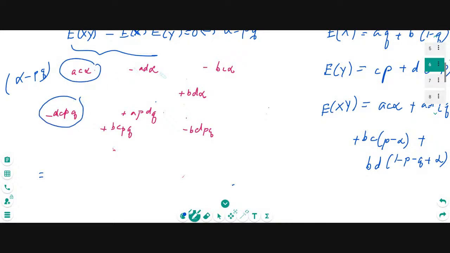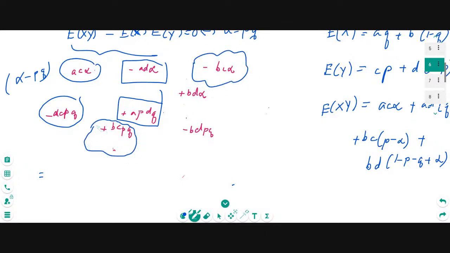Okay. AD and ADPQ. These two terms must be coming together to get alpha minus PQ. BC alpha, BCPQ. Yeah. So this term must be coming together. And BDQ alpha, yeah, this term must be coming together. Right.